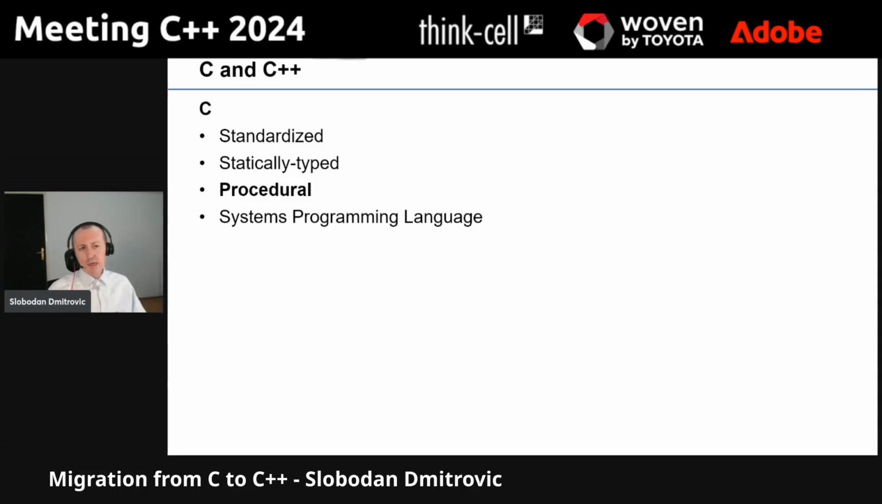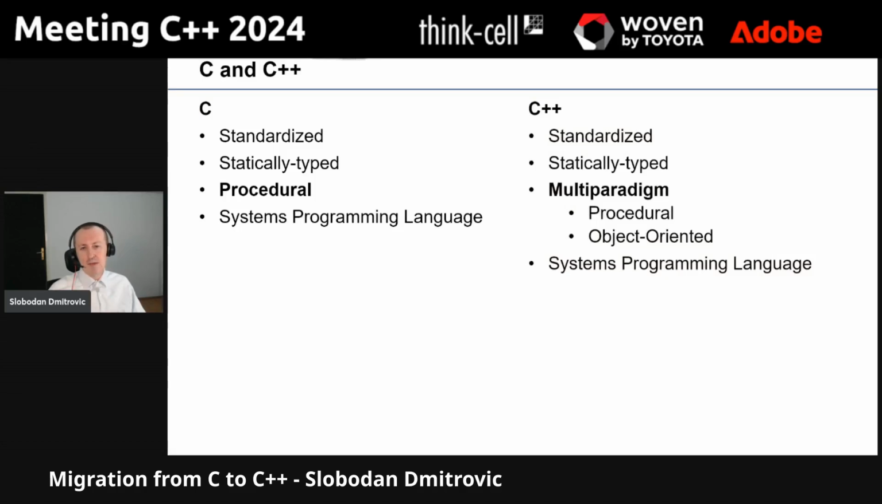So let's take a look at the C language. The C language is a standardized language. It is statically typed. It's a procedural, straightforward language, and it is used for systems programming. Now let's take a look at the C++ column. As you can see, it's quite similar to a degree. It's also a standardized language. It's governed by the various C++ standards, and there were a couple of those throughout the years. It is also statically typed, strongly typed language.